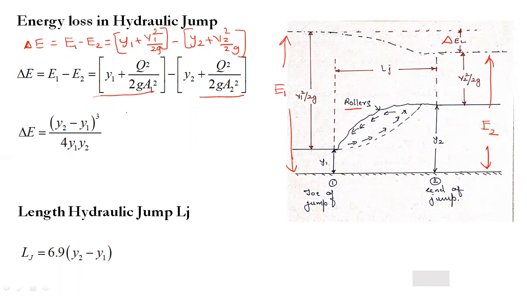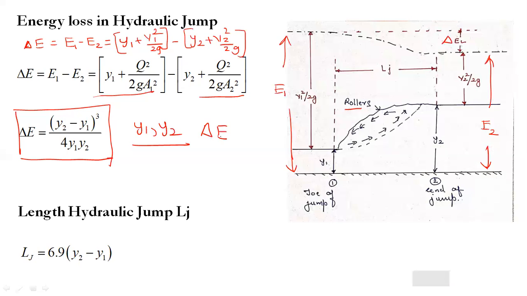and if you further simplify it you will get an expression which you can readily use in solving problems also. So the energy loss in a hydraulic jump is given by (y2 minus y1) whole cubed divided by 4 y1 y2. So only if we know the sequent depths y1 and y2, we can calculate the energy loss. So we can use this formula to calculate the energy loss.